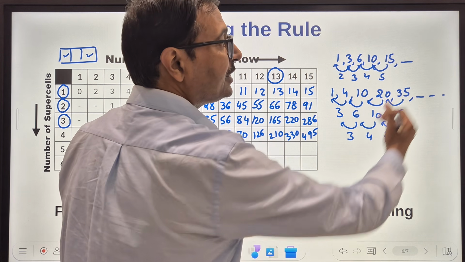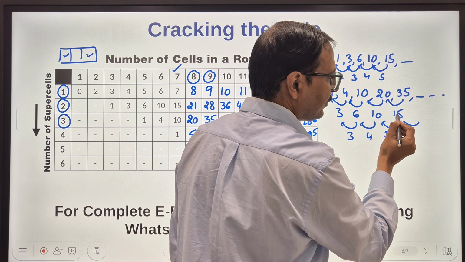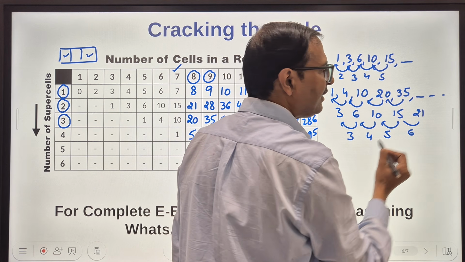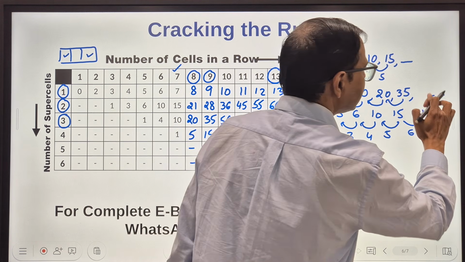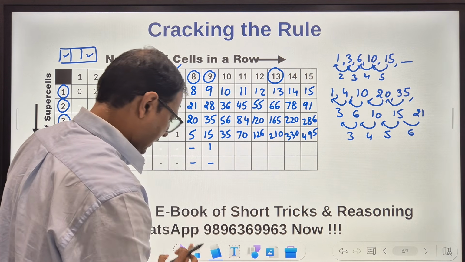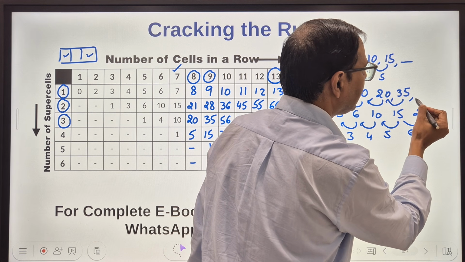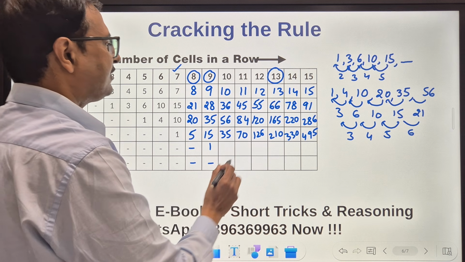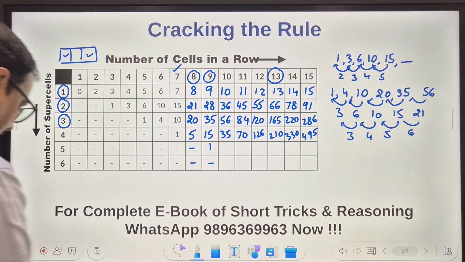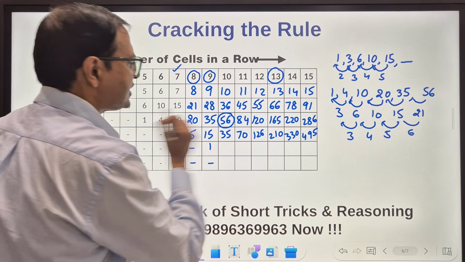And can you go in the reverse way now? Next difference will be 6. So 15 plus 6, next number will be 21. So let me just erase this for you here. So what will be the number here? 35 plus 21, that gives me 56. And where is that 56? Here we have the 56. This number, here we have the 56.